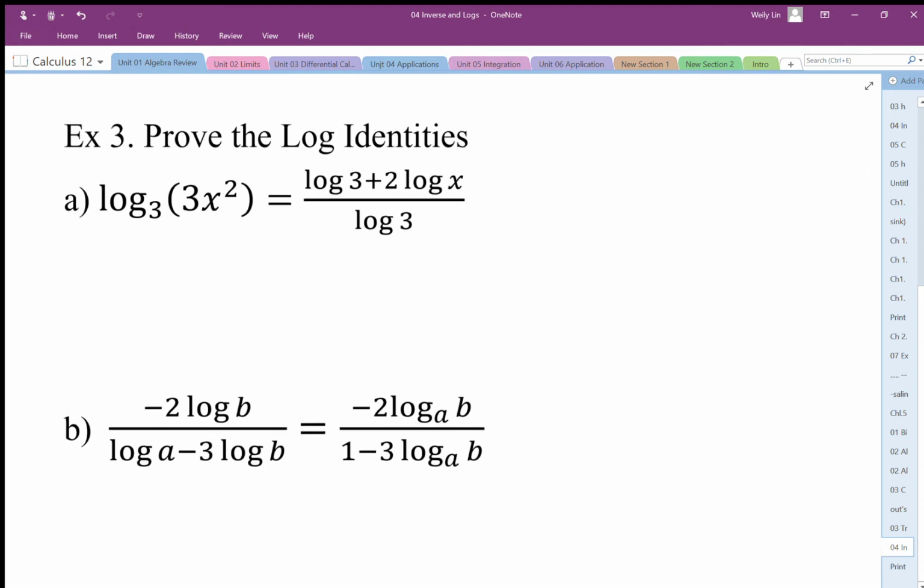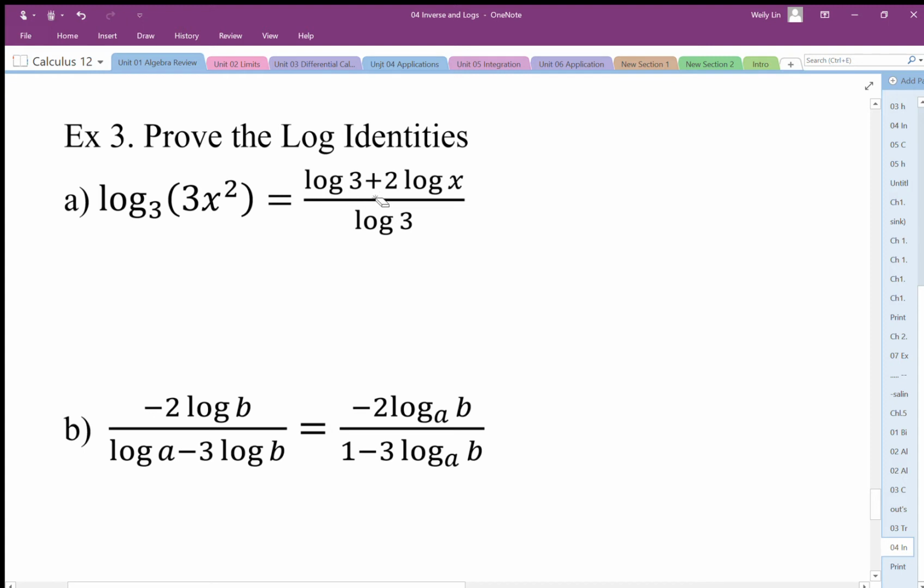So proving log identities, we just want to use log properties to show that the left side equals the right side. In this case, we have base 3 log here, we have base 10 log here. Those don't match, so we have to somehow make them match. I can use change of base to make this into base 10, or I can use change of base to make this into base 3.